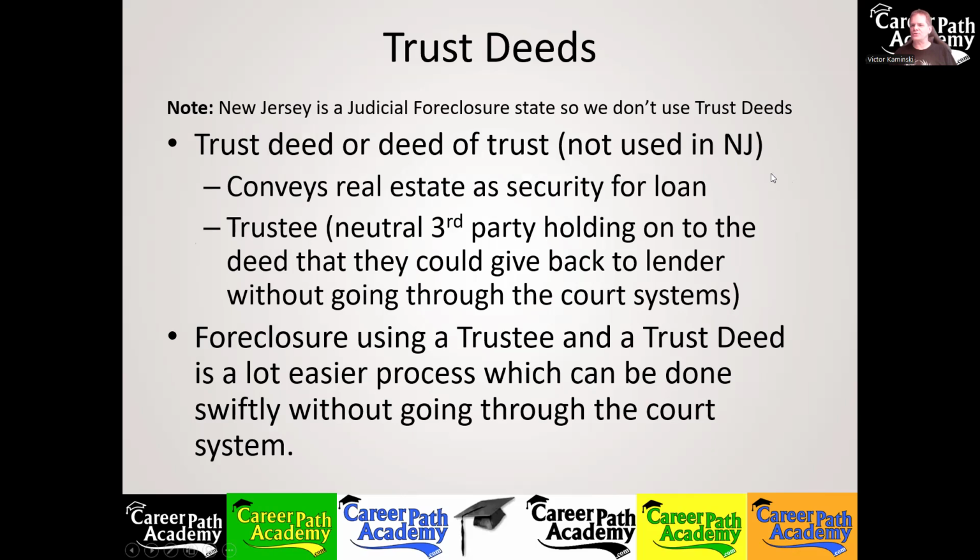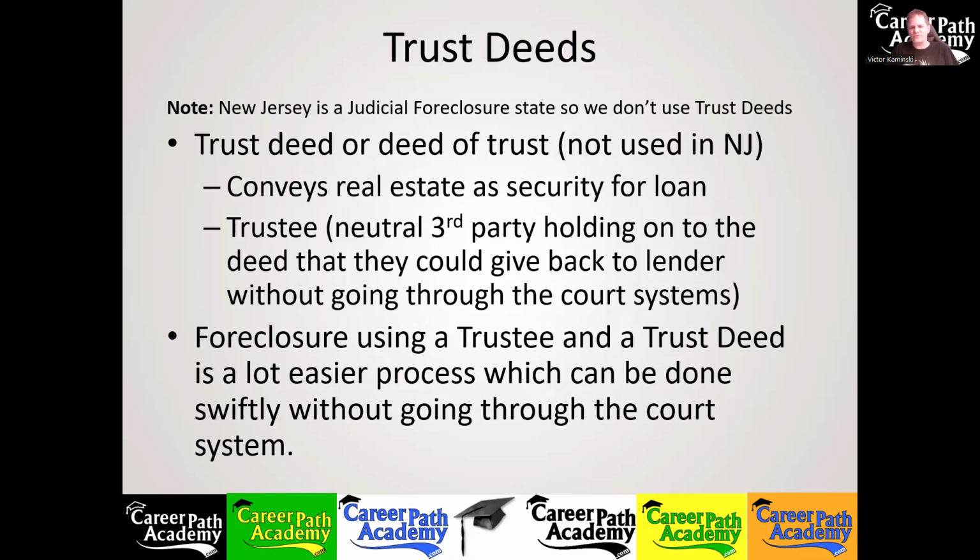New Jersey's a judicial foreclosure state, meaning that foreclosure needs to go through the court system. So we don't use trust deeds, which involve a neutral third party that will hold on to the deed. And if you start to default, well, they give the deed to the lender. And so the foreclosure process is a lot smoother and quicker and cheaper because it does not go through the court system. It goes through a neutral third party that holds on to it, verifies whether you've been making your payments or not, or if you're in default.